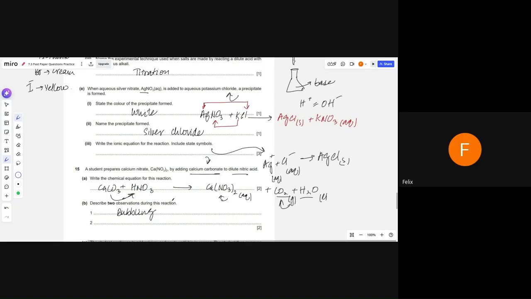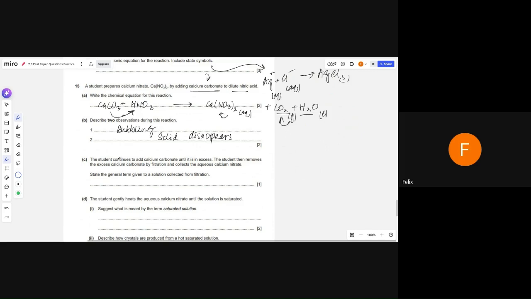And then this calcium carbonate will disappear because it will completely react with nitric acid. So you can say that the solid disappears or the solid dissolves.